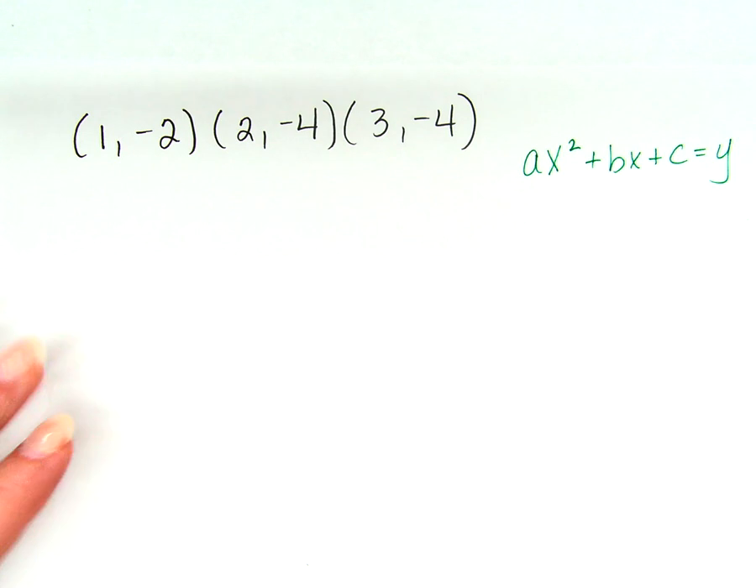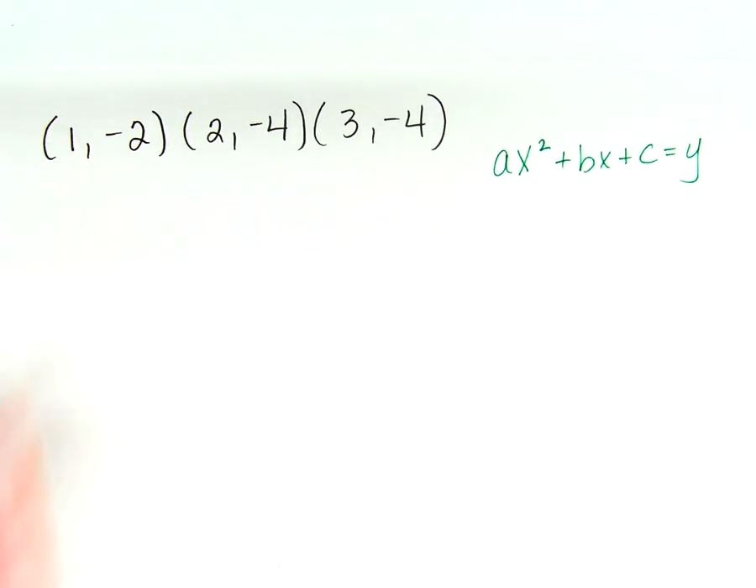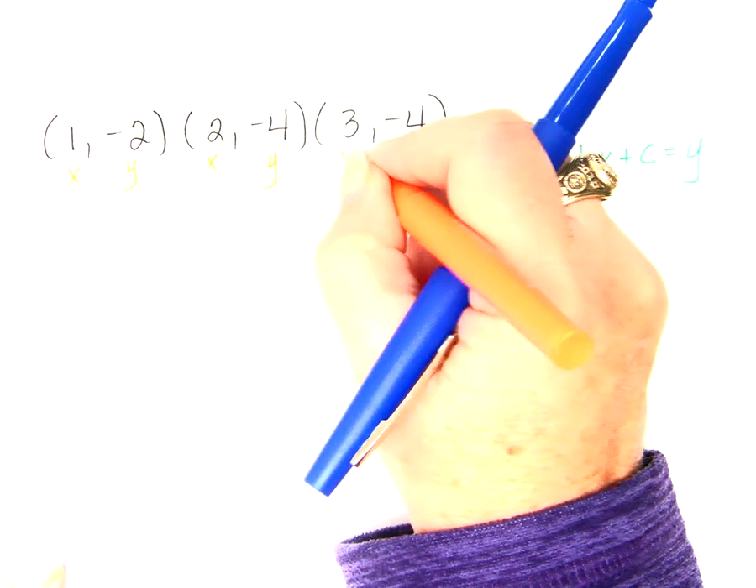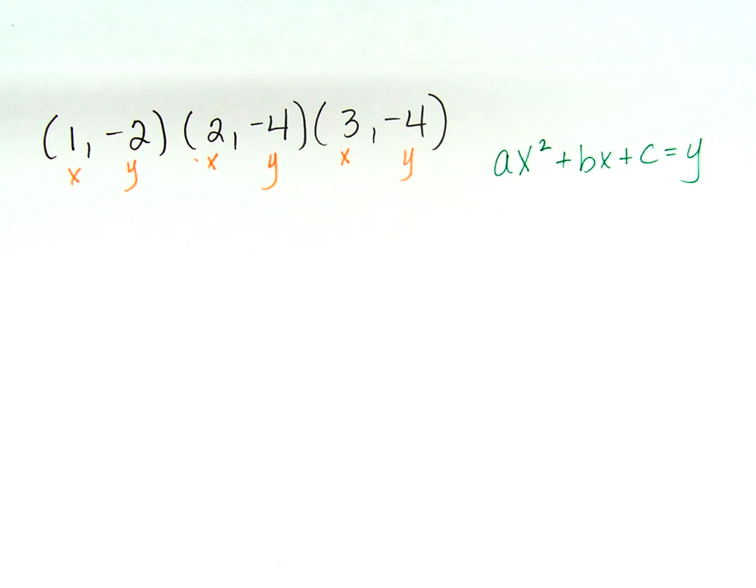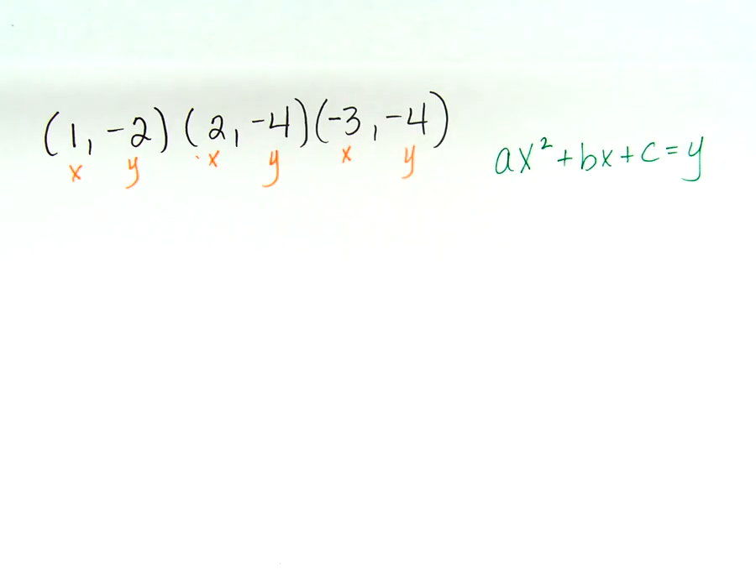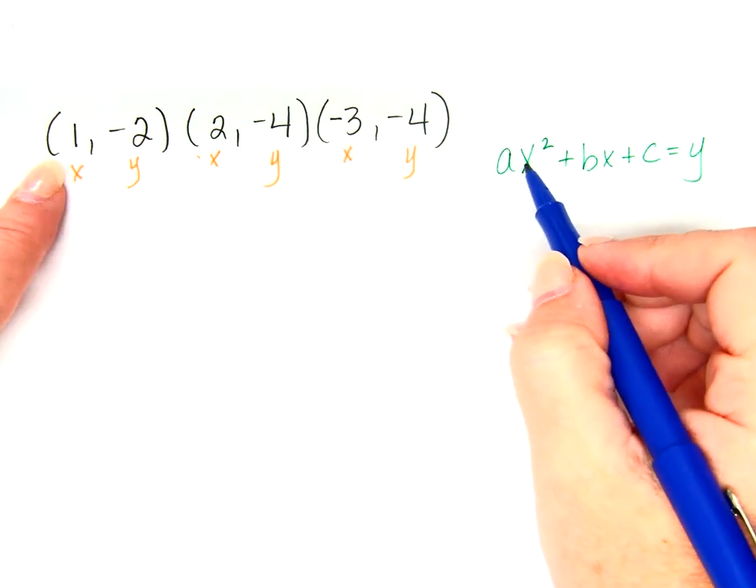So, what do I do with the x? We should label it, right? So x, y, x, y. Actually, I'm going to change something. Can you change something for me real quick? I'm going to make this a negative 3. Okay, so what do I do first? What do I do with the x first? This first point.